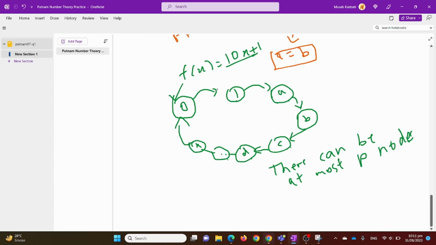Which means that if I start with 0 and I apply the operation enough times, it will eventually go back to 0. And then the cycle will repeat.